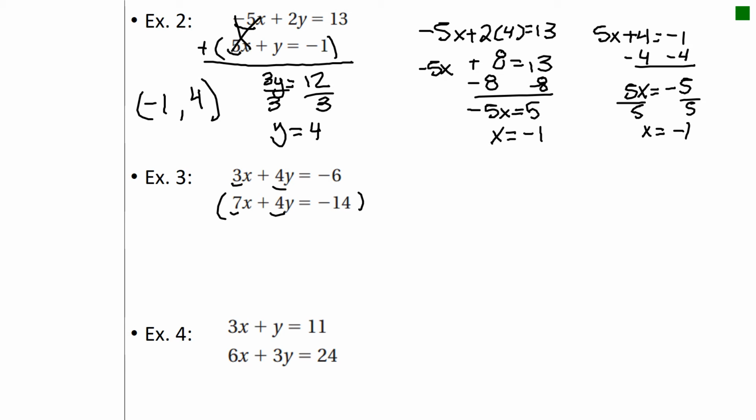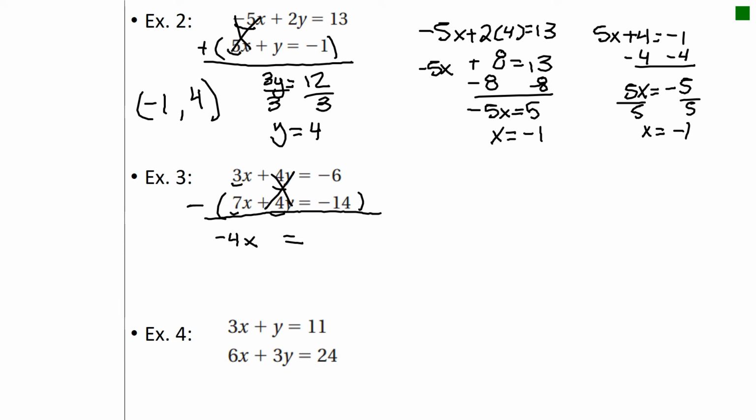Switch things up, we can cancel these out by taking away. Taking away is the only way we'll get rid of, to cancel out the y's. 3x minus 7x is negative 4x. 4y minus 4y is 0. You see why I had to subtract? When they're the same, you have to take away. When they're opposites, you can add.